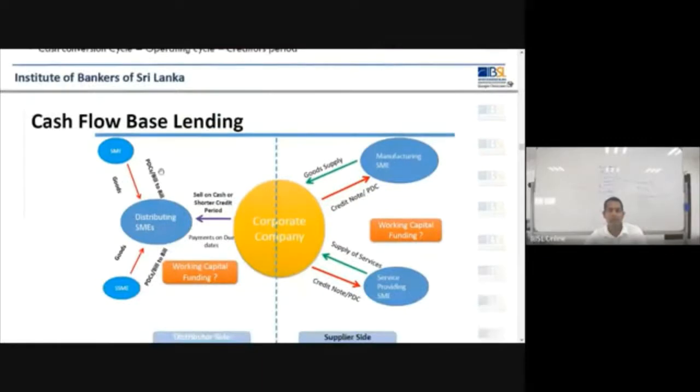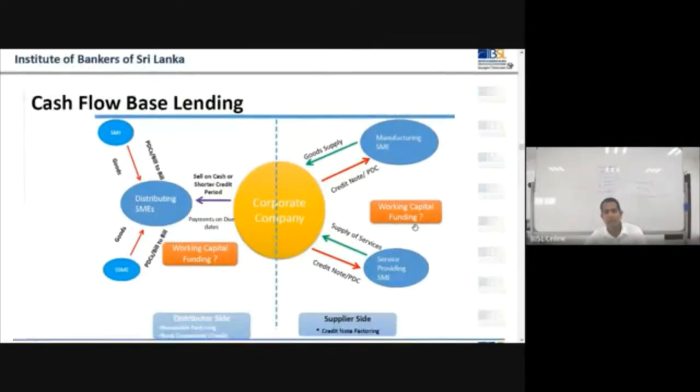So we have cash flow based lending. This is called channel financing, right? This is the entire channel from a manufacturer to a corporate to a seller, right? I'll take an example of DSI here. A corporate company is the DSI. You have Saman Shoes who is manufacturing shoes for DSI, right?